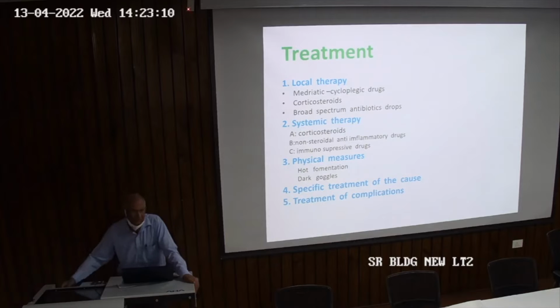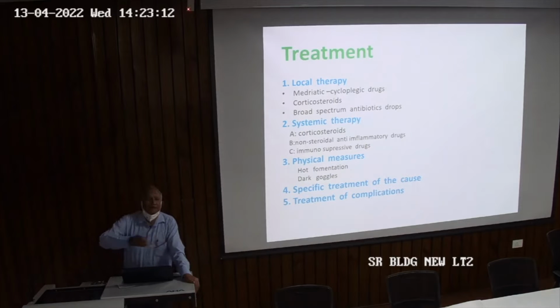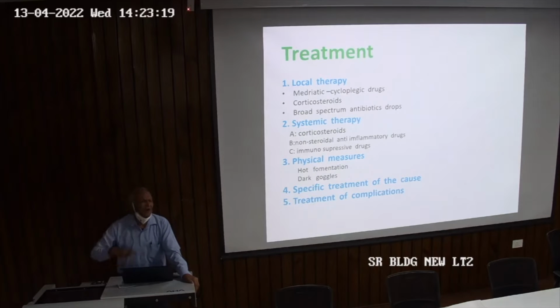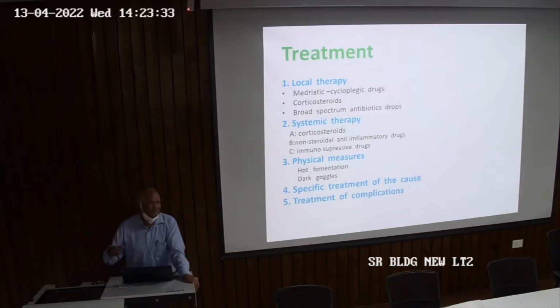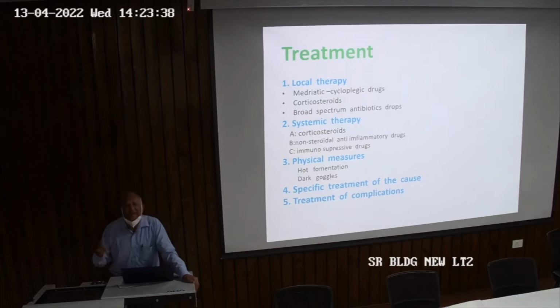Because the question comes: enumerate all complications of uveitis. Then you have mentioned them, and how will you manage that part? Accordingly, with the disease, whatever they know. Suppose you have written complicated cataract in the complications. Then you should know how the cataract is treated: with surgery, the cataract is removed and a lens implanted. Glaucoma, then some anti-glaucoma drugs, and then you can do a filtration operation. That is how we can treat the complications. But we should know what the complications are.